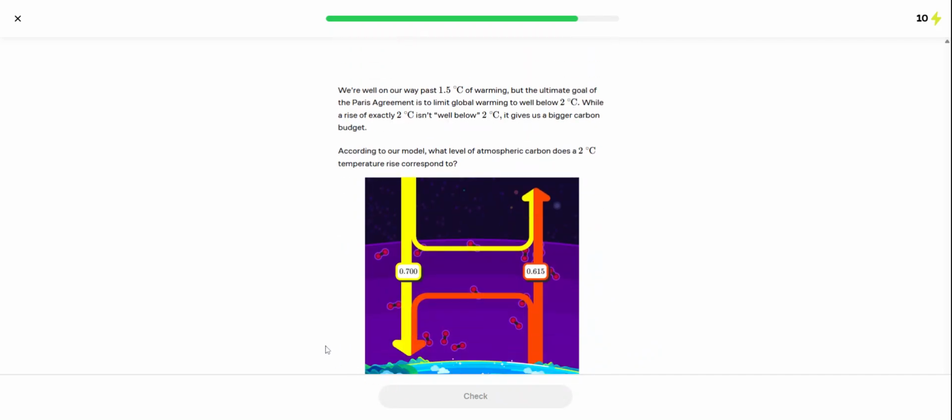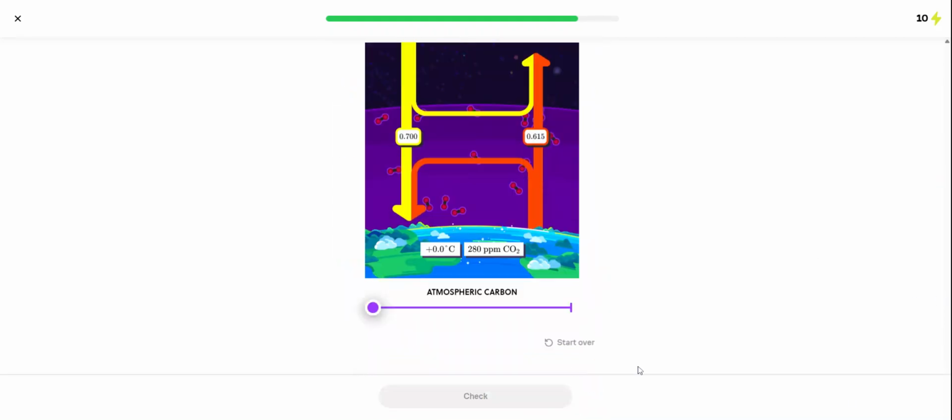We're well on our way past 1.5 degrees of warming, but the ultimate goal of the Paris Agreement is to limit global warming to well below 2 degrees Celsius. While a rise of exactly 2 degrees isn't well below 2 degrees, it gives us a bigger carbon budget. Now, according to our model, what level of atmospheric carbon does a 2 degrees temperature rise correspond to? I need to adjust this to around this point. Let's check.